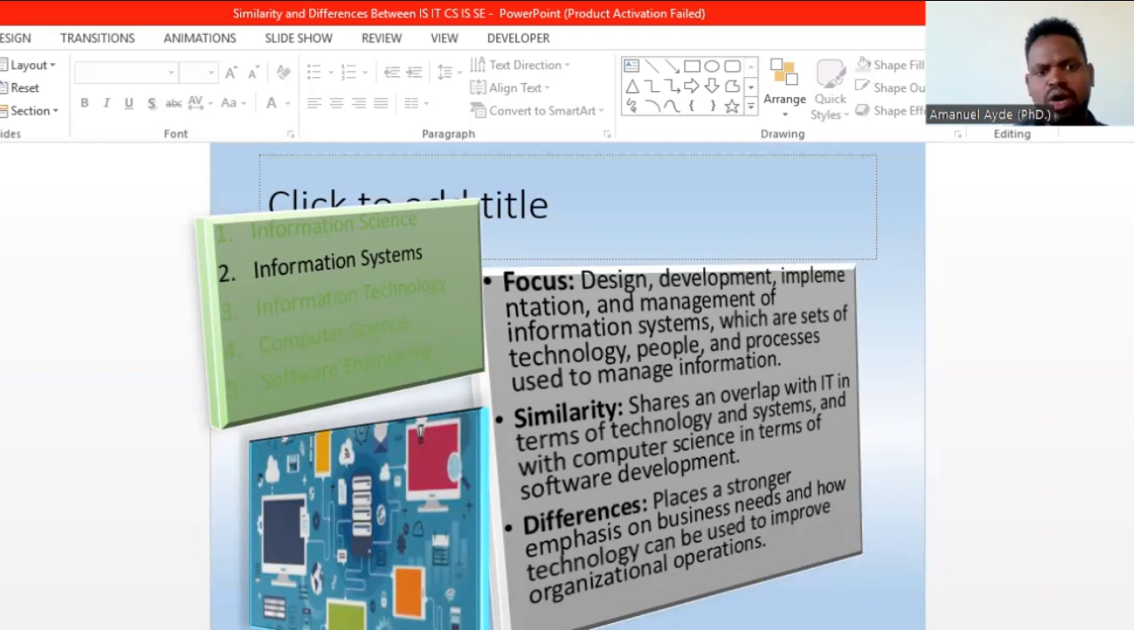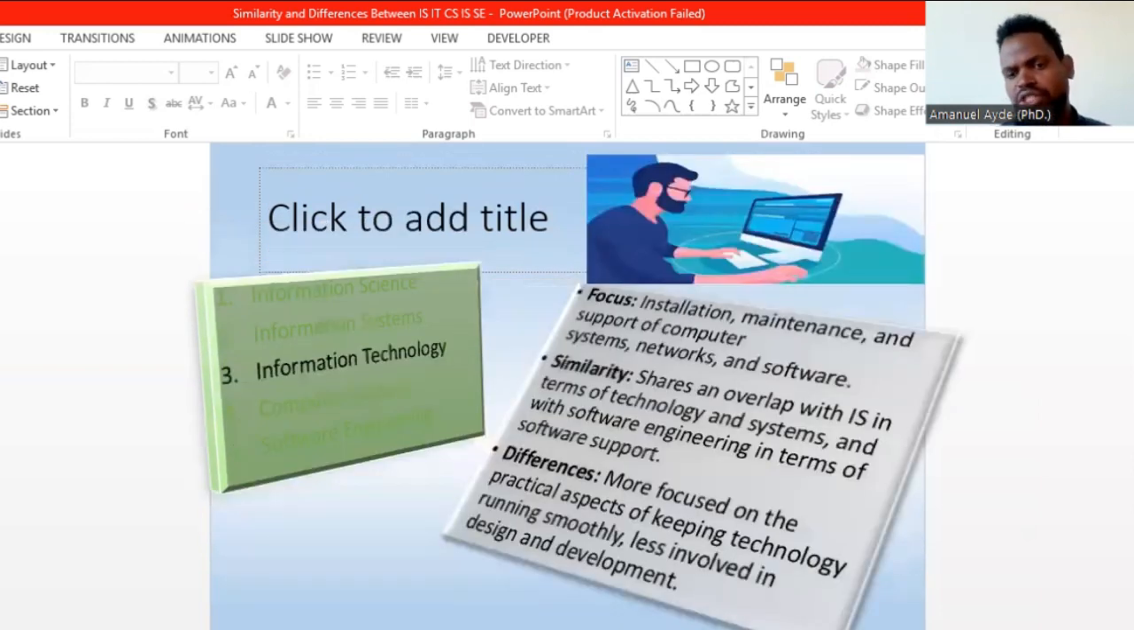The other one is basically information technology. What's the focus of information technology? Especially it focuses on installation, like, for example, computer maintenance, installing different operating systems or other systems, and then support of computer systems, networks, and software that are related with the focus. So what makes it similar with other subject areas?